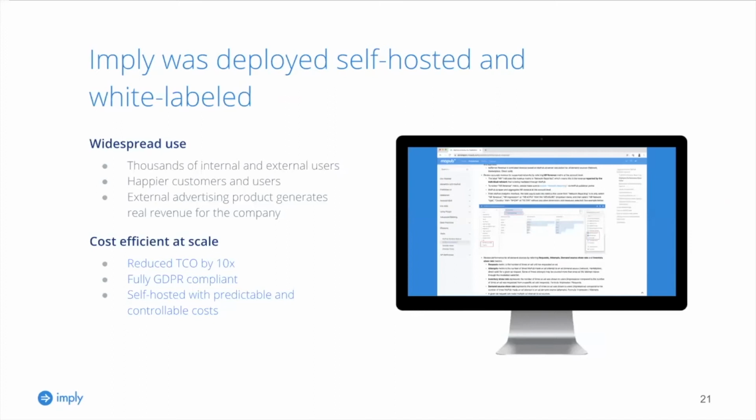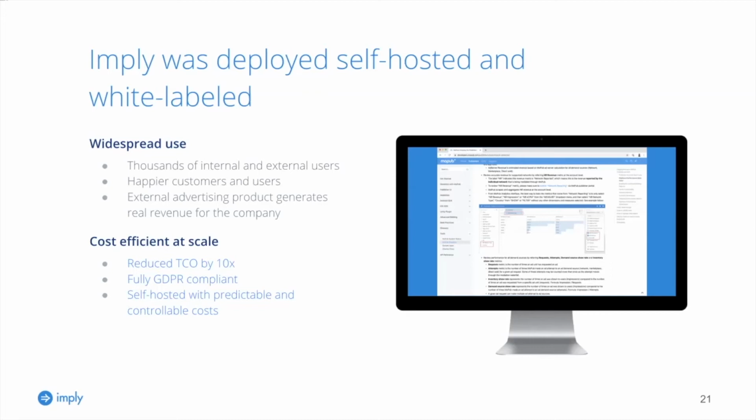Imply was deployed self-hosted and white labeled, right? So they have thousands of internal and external users running queries in real time. The users are getting more information and they're growing. The external advertising product generates real revenue for the company, and they are using Imply as part of the service to their customers. It's reduced their TCO by 10 times and it's fully GDPR compliant.